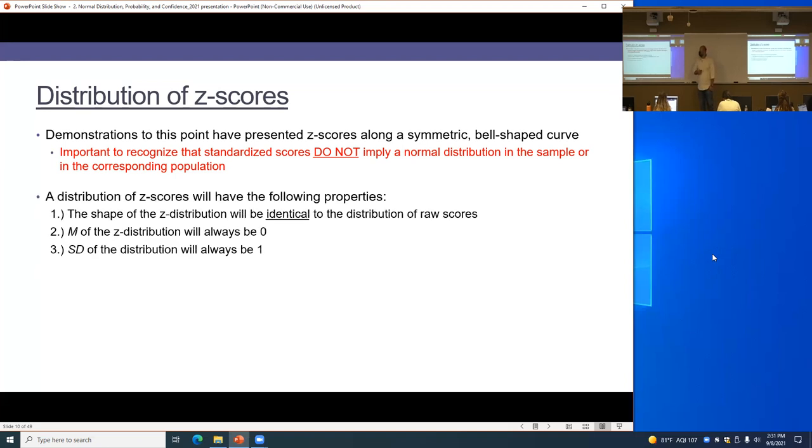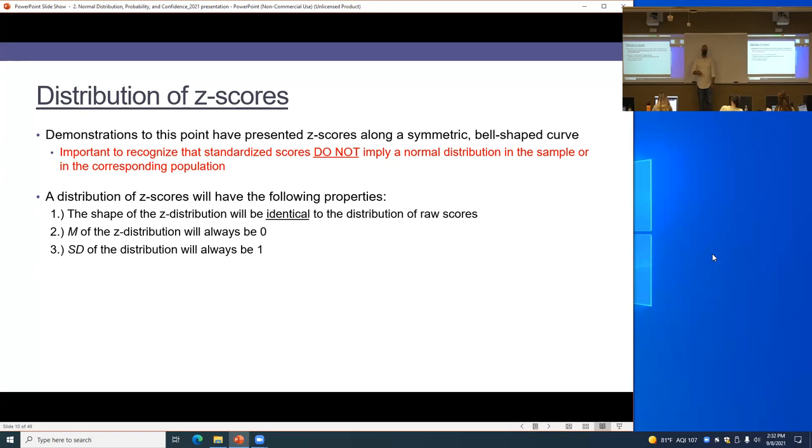Okay. Any distribution of z-scores will have these properties. The z-score distribution will be identical in shape to the distribution of raw scores. Changing them to z-scores doesn't do anything; the distribution is going to look exactly the same, okay? But if I take a set of scores and convert them all to z-scores, my mean will now be zero, and my standard deviation will be one. If you create z-scores and your mean isn't zero and your standard deviation isn't one, something's gone wrong, okay? This will start to come up when we get into some applied analysis, when we're screening, looking at outliers and things like that.